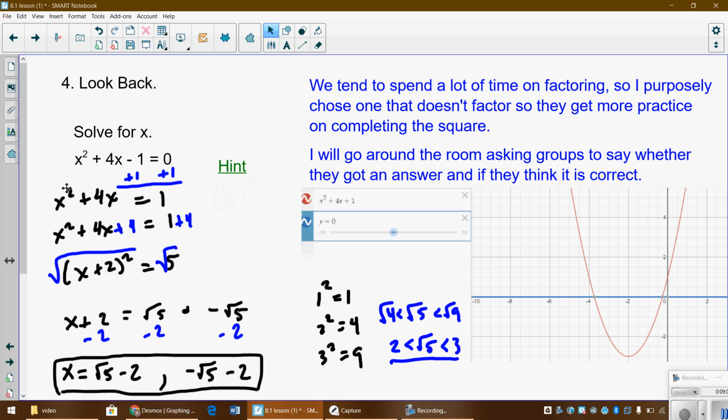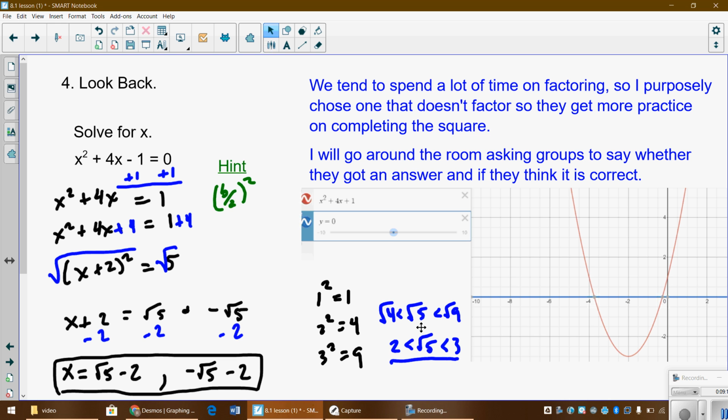They should have all the work of getting the variables by themselves, taking the b over 2 squared, adding it to both sides. That'll be my hint. If kids go, yeah, I know it's completing the square, but I'm not sure, then they'll follow through on the work and get two answers.